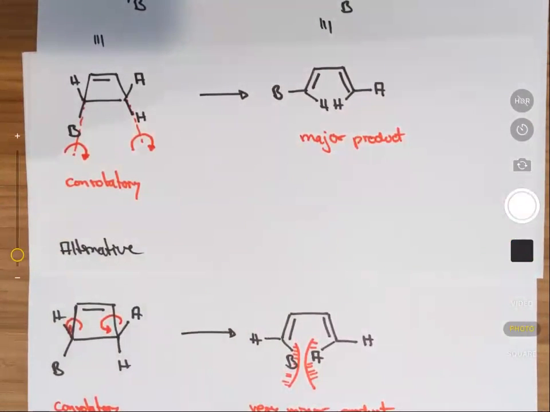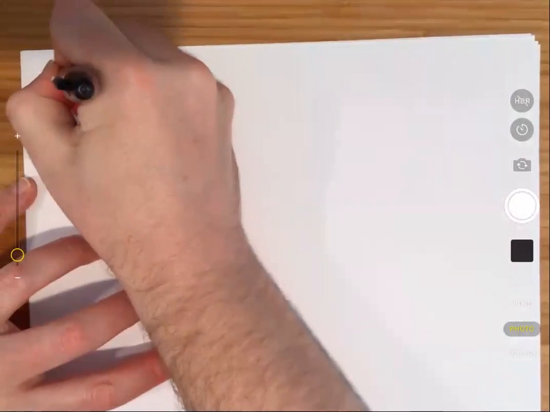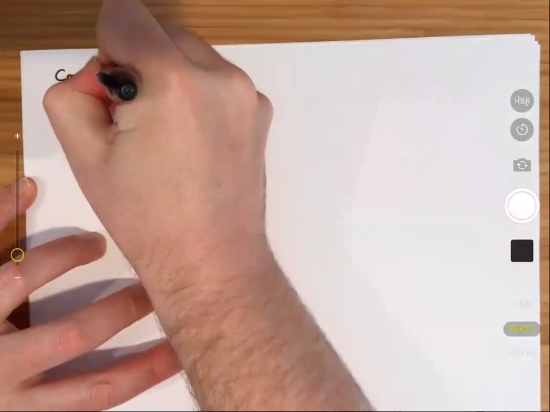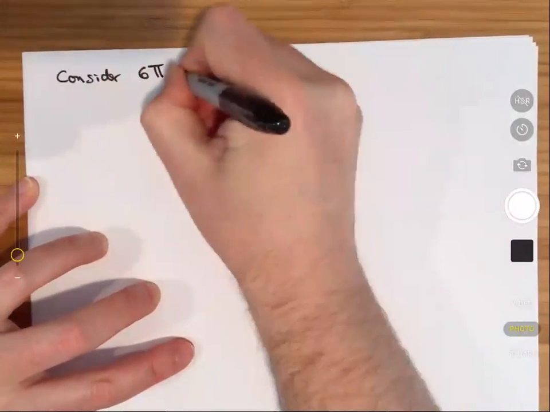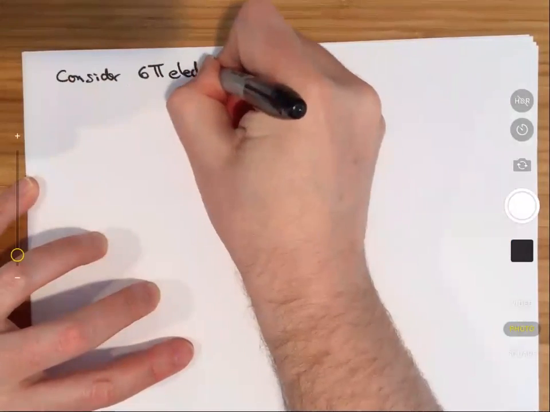All right, so far we have only been talking about 4-pi electron systems, and just to fill out the gaps a little bit, I think it's worthwhile looking at the larger extended pi systems too. So let's just take one step further and let's look at the 6-pi system as we had in the introduction. So consider a 6-pi electron system.